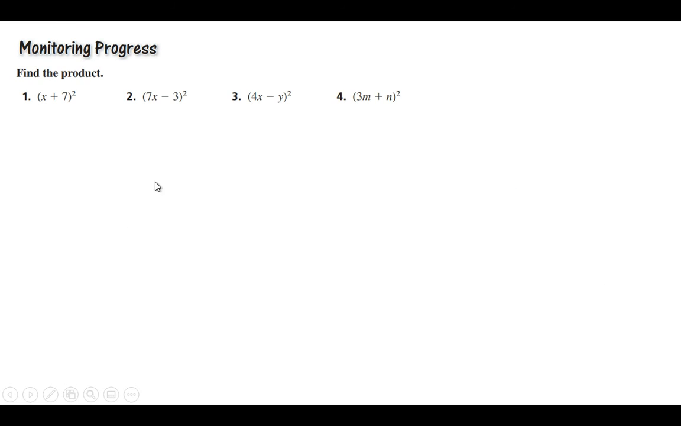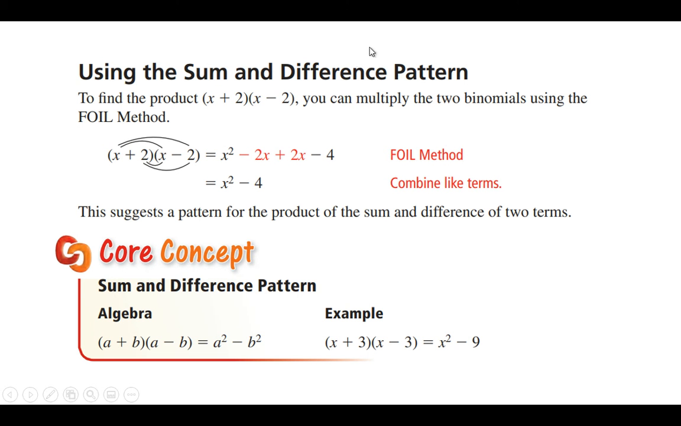Now the next pattern we're going to see is called the sum and difference pattern. What we notice here is there are the same A's and the same B's. The only difference is one B is positive and one B is negative. So it's the sum and the difference, but they're almost identical, with just a plus and a minus sign. If we were to FOIL this, the O and the I terms would cancel out, and we're left with just the F and the L. So the sum and difference pattern is really just F and L.